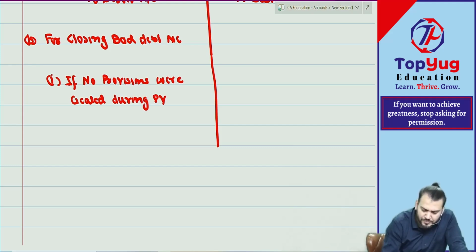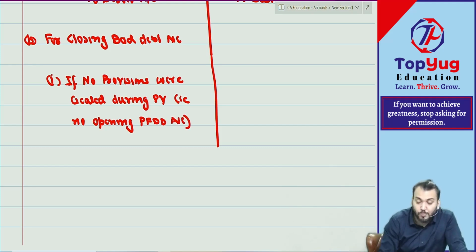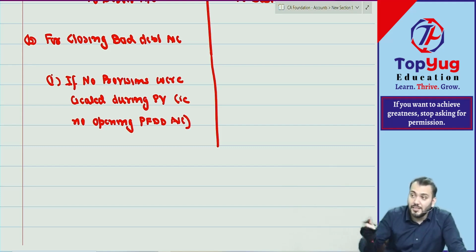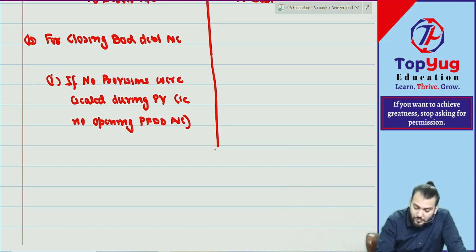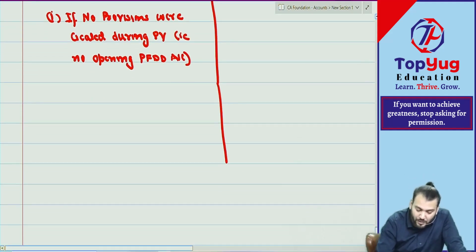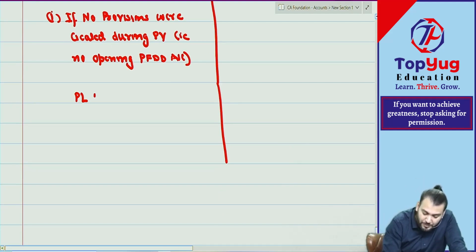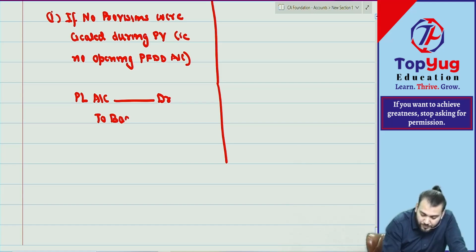During the previous year, there is no opening provision for doubtful debt account. Then bad debt will be closed by transfer to which account? Then PL account, understood? Then we'll say PL account debit to what? Bad debt account. Have you understood this point?